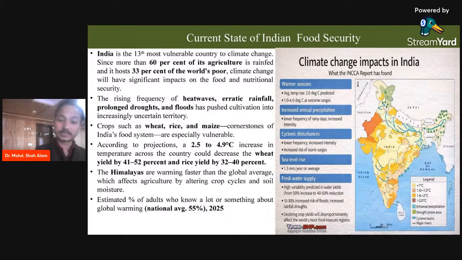And the sea level is also rising around India, 1.3 per year on an average, and freshwater supply has seen degradation, high variability in water yields, a 10 to 30% risk of flood increase, and rainfall and drought is also increased.